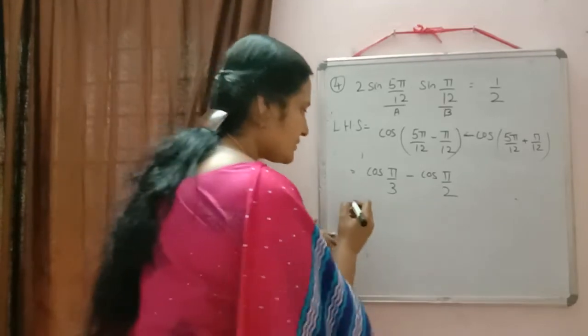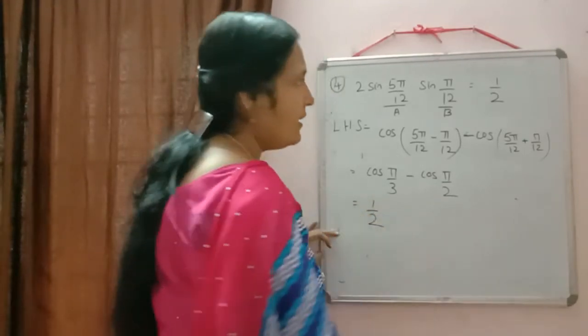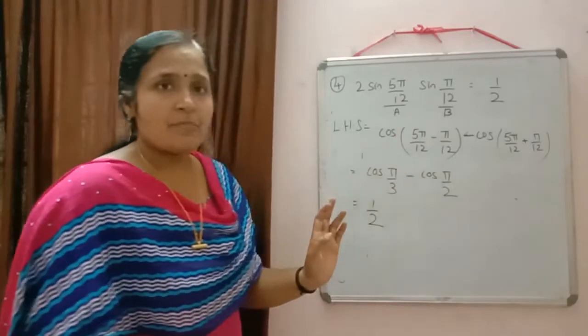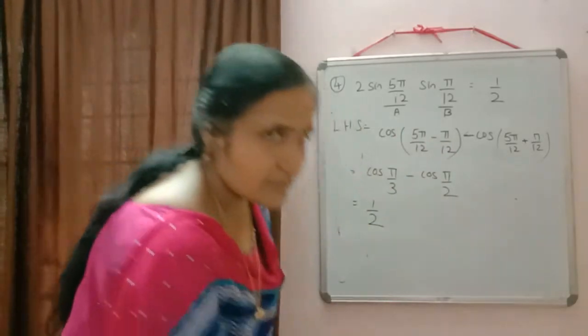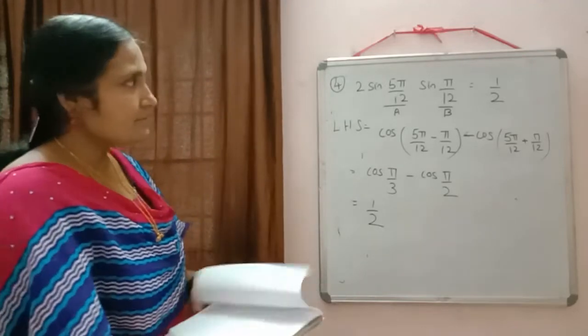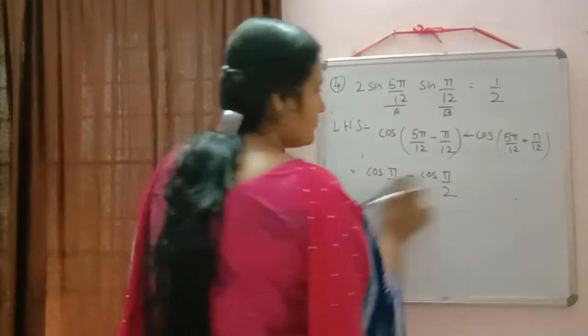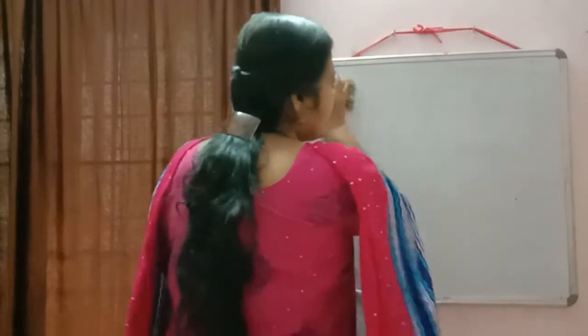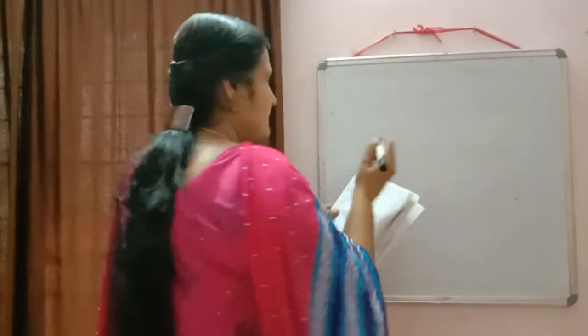And cos 60 degrees is 1 by 2. So we got the proof. So in this way you have to use the formula. Now next question, write down question number 5. Prove that, this is from your textbook only, miscellaneous exercise.